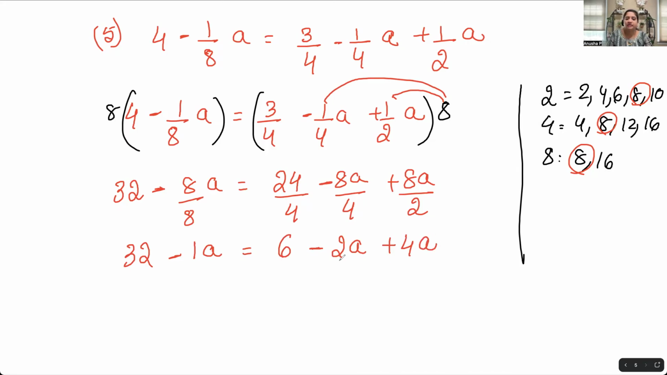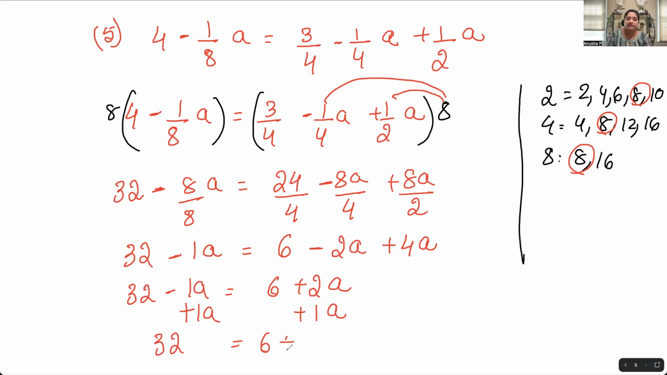Combine the like terms here. 4a minus 2a is positive 2a. Bringing the like terms to one side, add 1a on both the sides. 32 equal to 6 plus 3a.